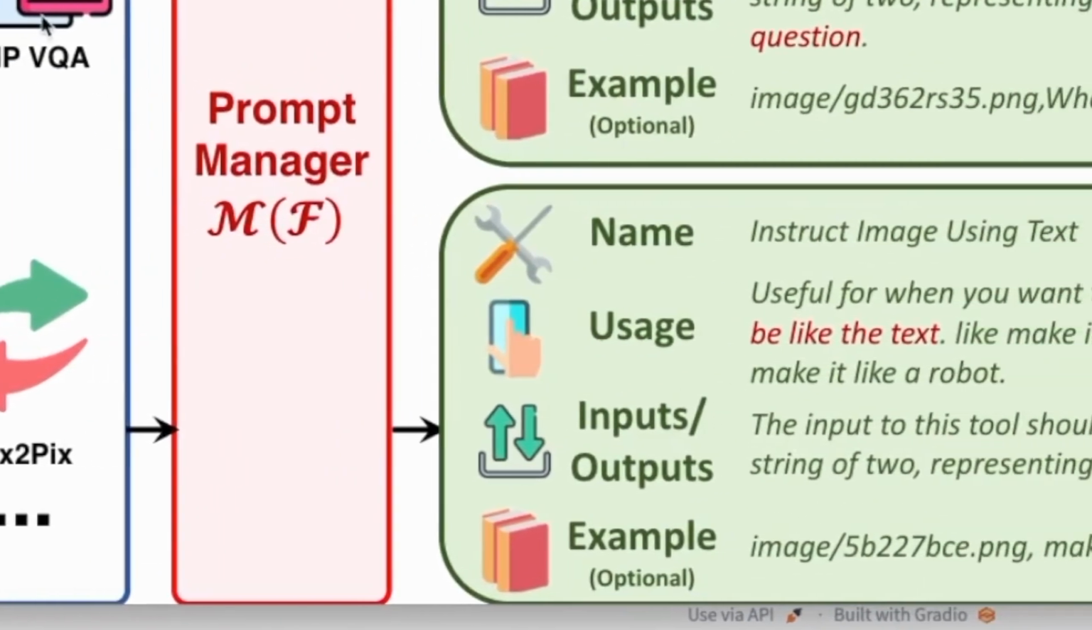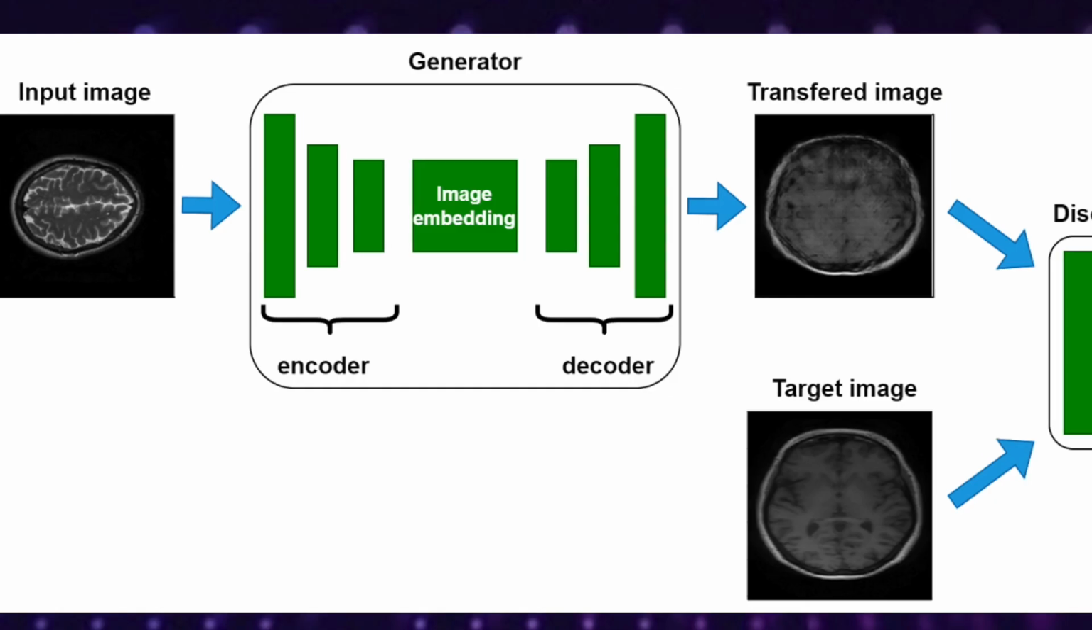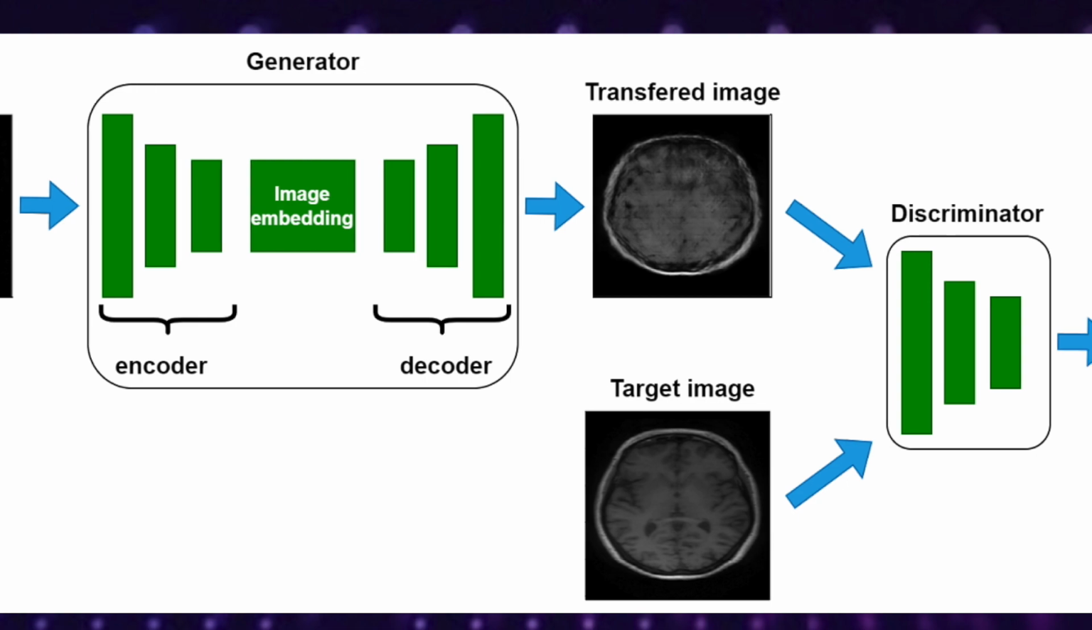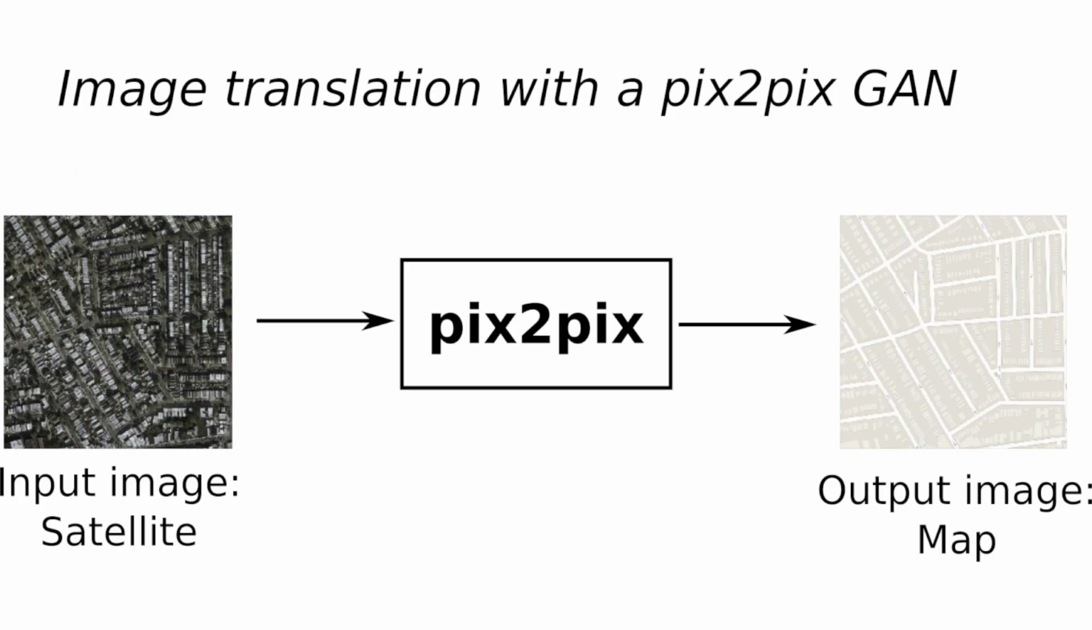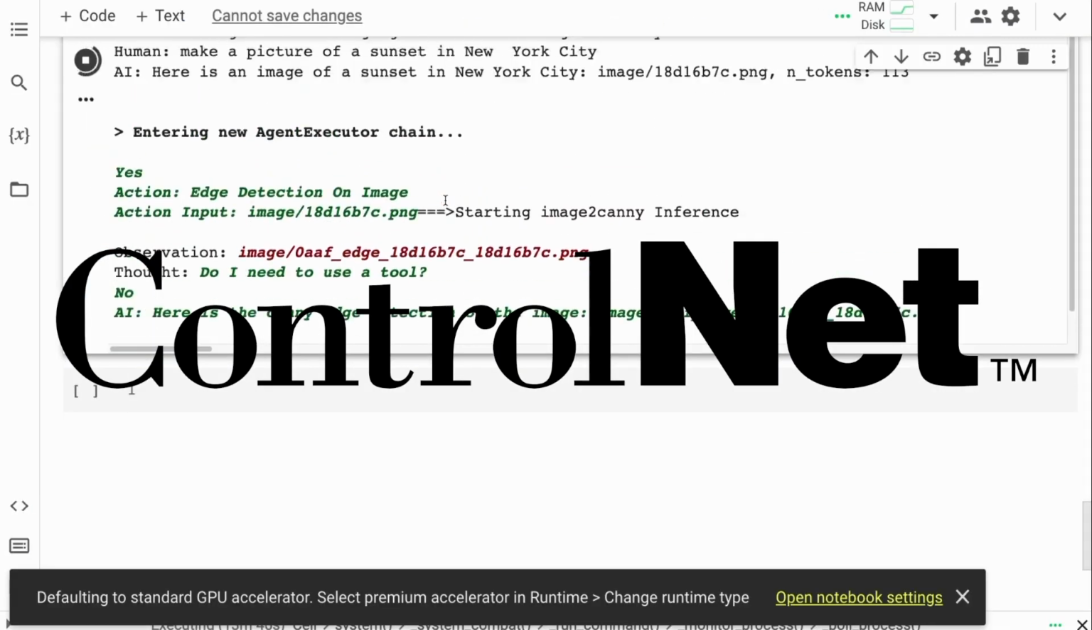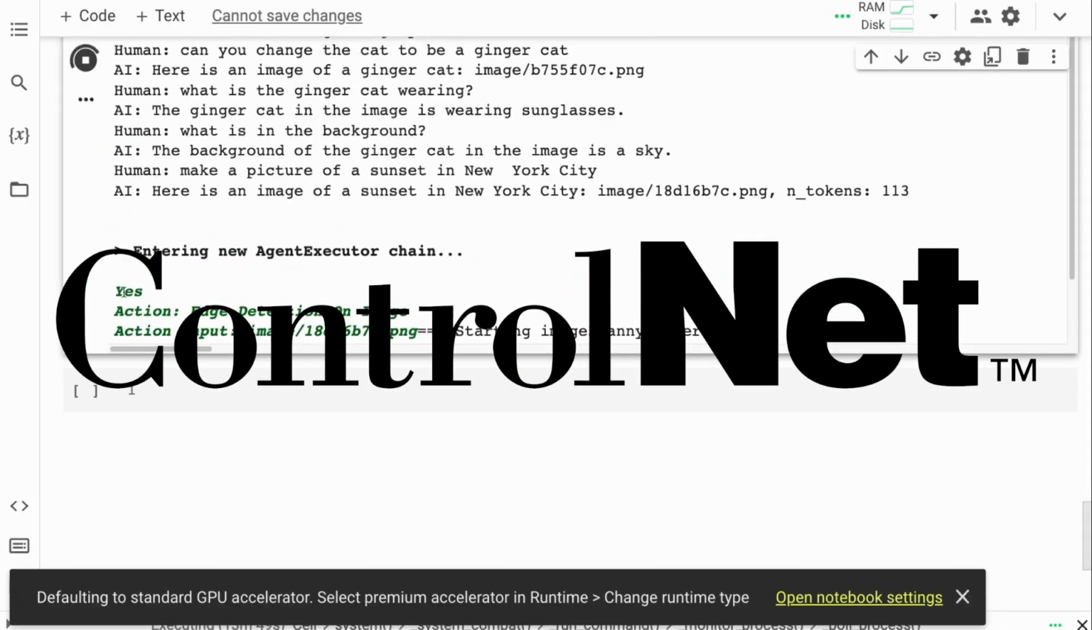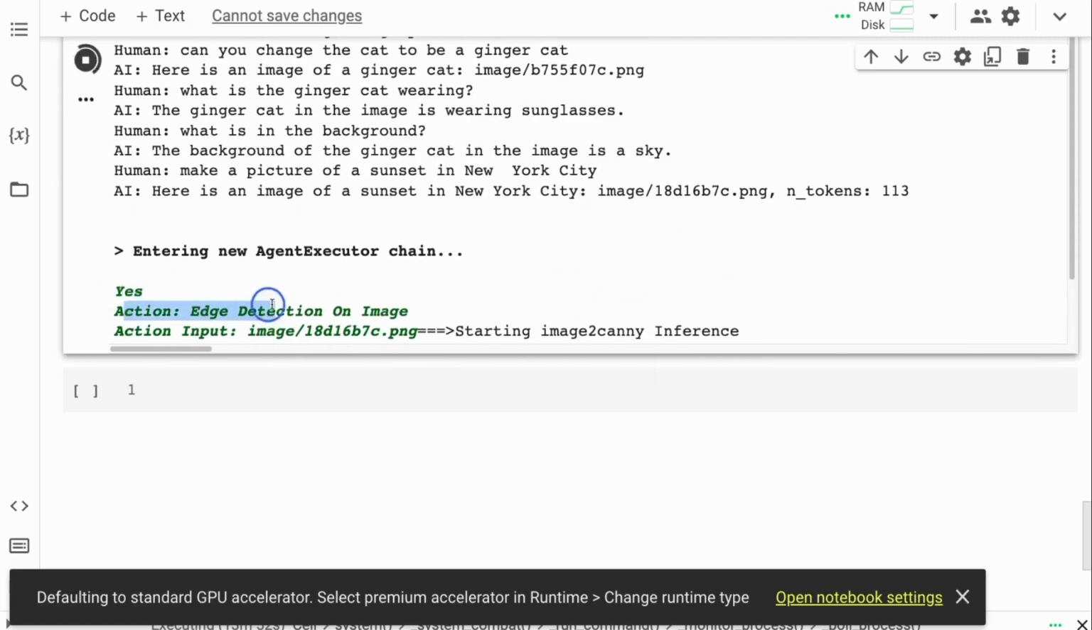Pix2Pix is another foundational model used in Visual ChatGPT, and it is instrumental in image manipulation tasks. It's a generative adversarial network, or GAN, that learns to transform images from one domain to another. ControlNet, the final foundational model, aids in iterative reasoning. It allows Visual ChatGPT to build upon previous interactions and refine its responses over multiple exchanges.